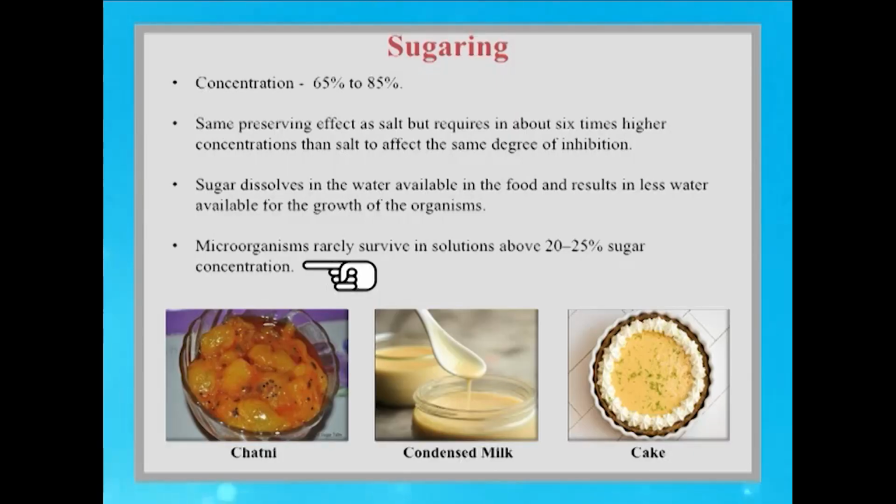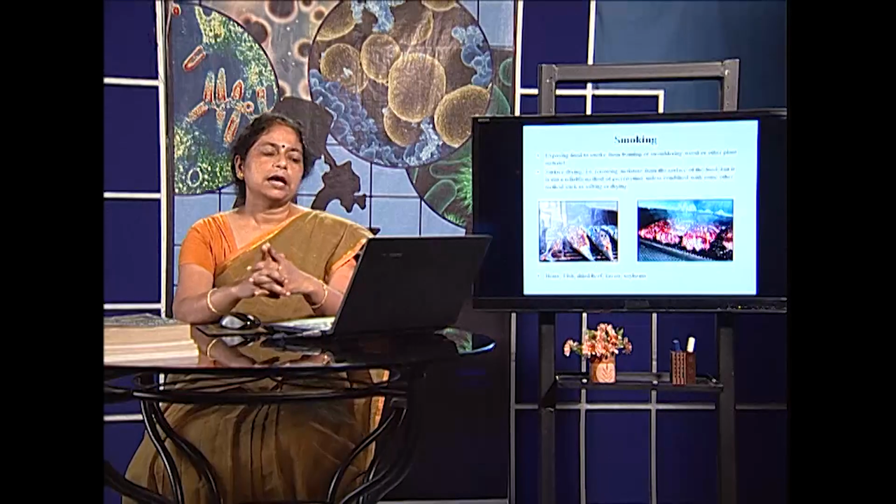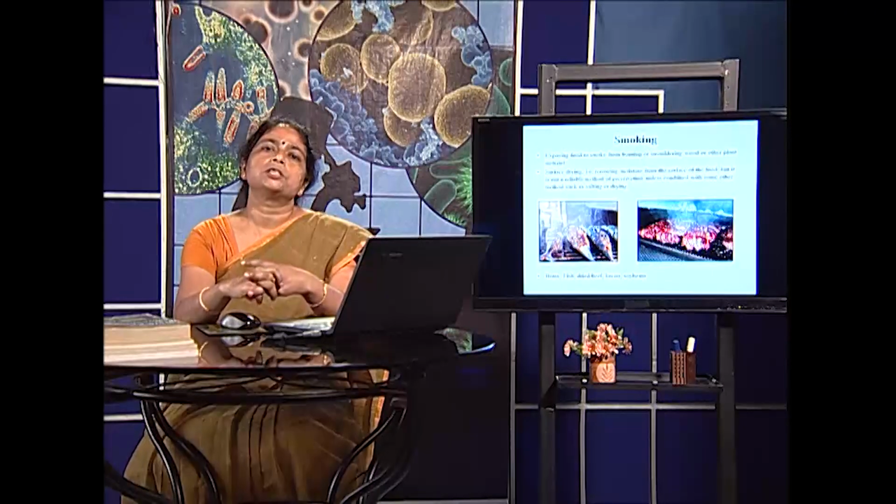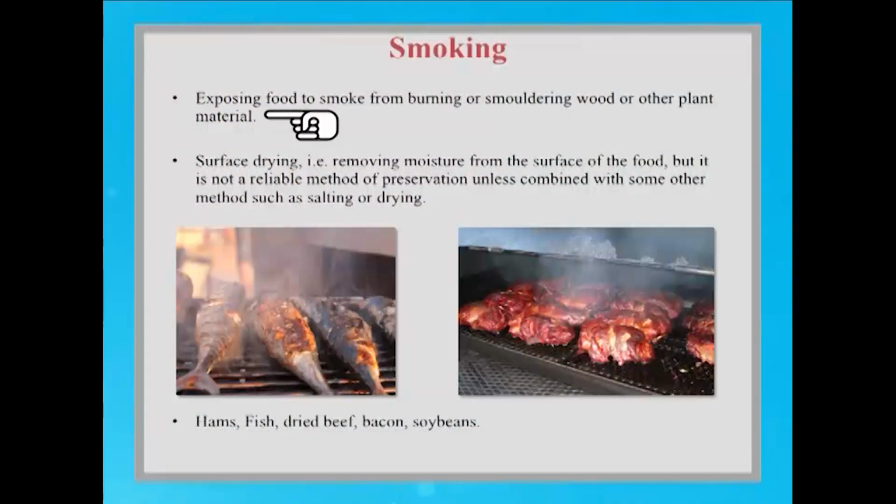However, for preservation, we use the sugar concentration between 65% and 85%. The different preparations that we have by sugaring process are chutneys, the milk is stored in the form of condensed milk, or we have preparation of cakes that can be stored at room temperature because of the presence of high amount of sugar. The other natural preservation process is called smoking, where wood smoke is used for the preservation of the food items like fish, ham, bacon, beef or soya beans.